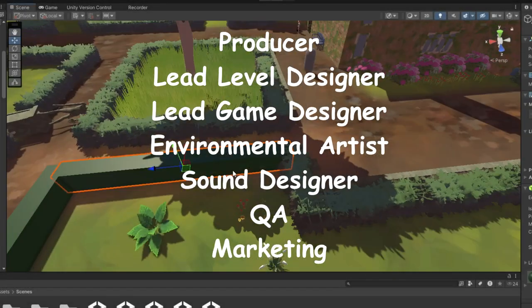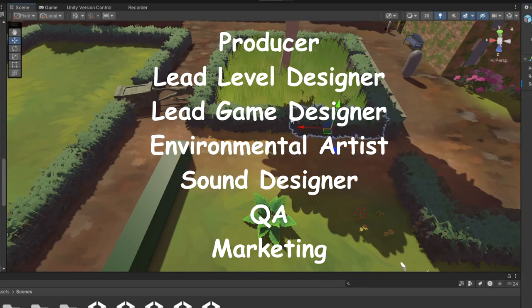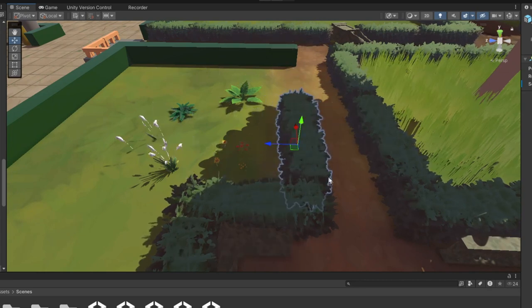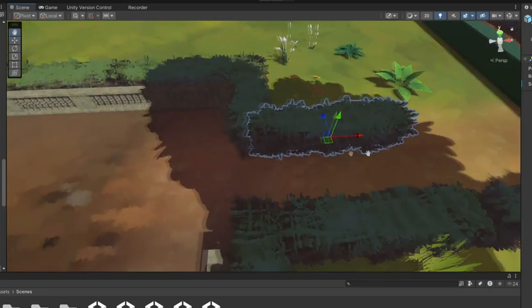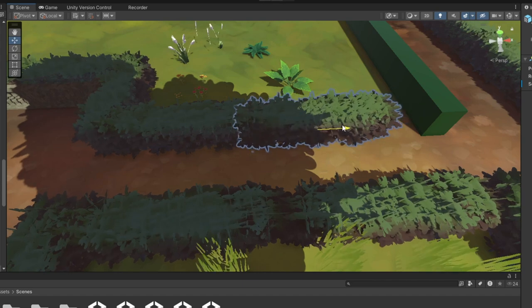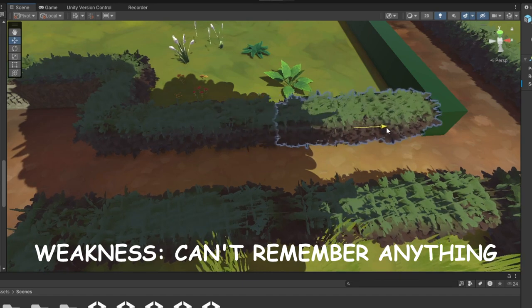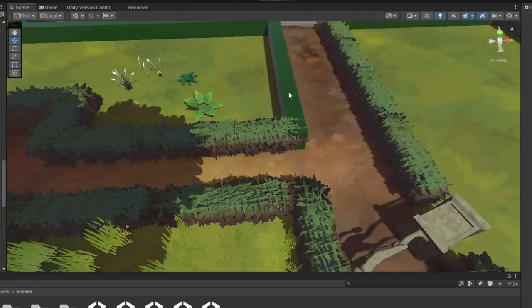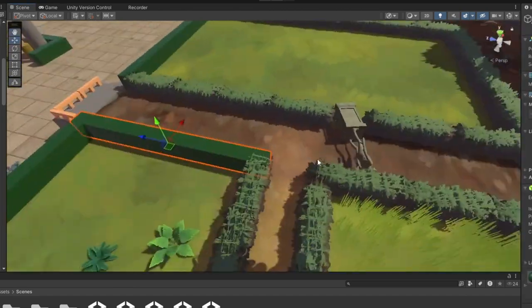And then we have me, Hampus. I am the producer, lead level designer, lead game designer, environmental artist, sound designer. I also do QA and marketing. I've also been here since the start of Haunting Memories, and I personally love level and game design, but my biggest flaw is I'm very forgetful, and quite obviously the fact that I'm a ginger. I mean, like, my friends actually call me the carrot.